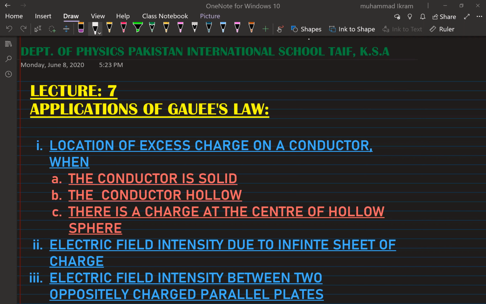Today is our lecture number 7, Applications of Gauss Law. If you remember, last time I told you that Gauss Law is one of the most important laws which can solve very complex problems in a very easy manner. So this is what we will do today, inshallah. Let us start our lecture with the name of Allah Almighty. Bismillah ar-Rahman ar-Rahim.